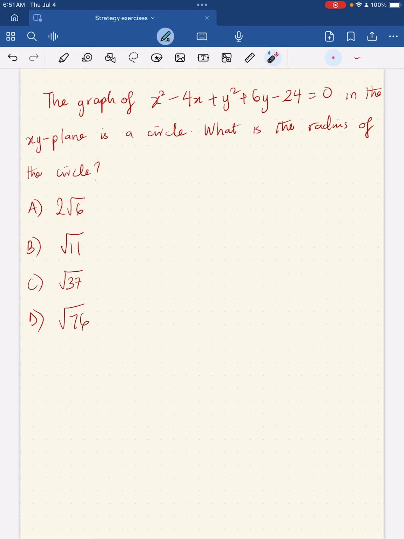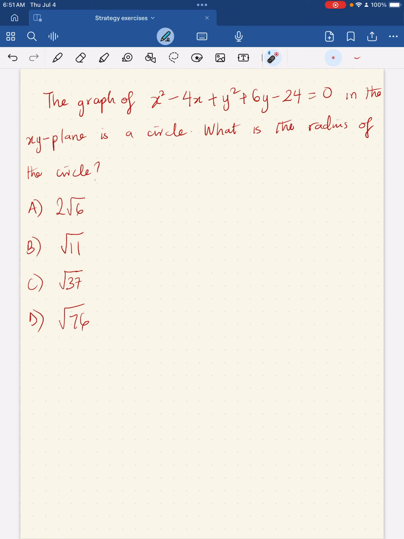In this video, I am going to be showing you how to deal with circle questions on the SAT. So this question says, the graph of x squared minus 4x plus y squared plus 6y minus 24 equals 0 in the xy plane is a circle. What is the radius of the circle? And we have our options here.